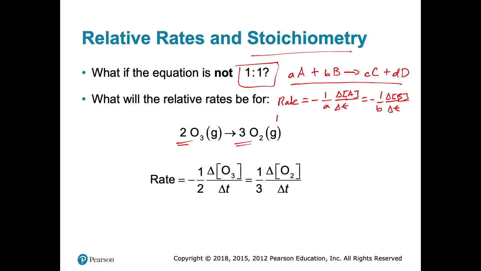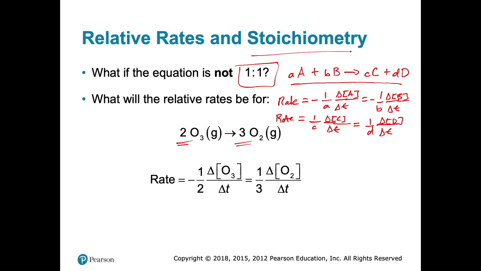You can do that on the product side as well. The rate equals, since it's a product this time, it's not going to be negative. So it's going to be 1 over little c times the change in concentration of big C, the product, divided by the change in time. And that equals 1 over little d, and again, it's positive this time because it's a product, times the change in the concentration of big D over the change in T, or time.